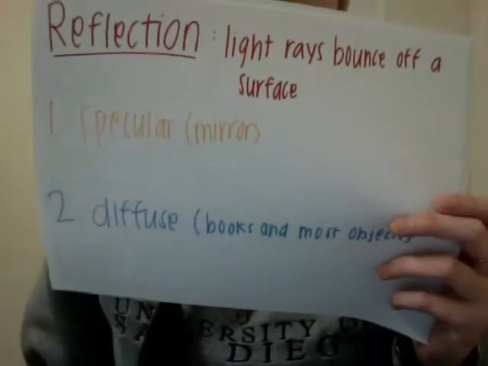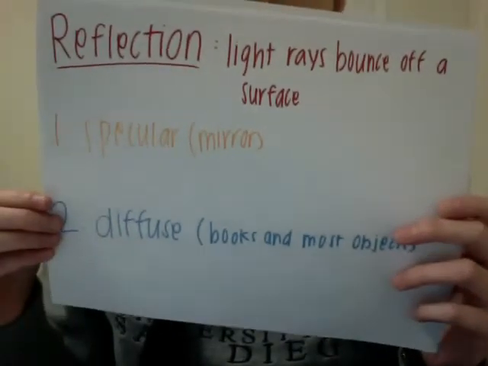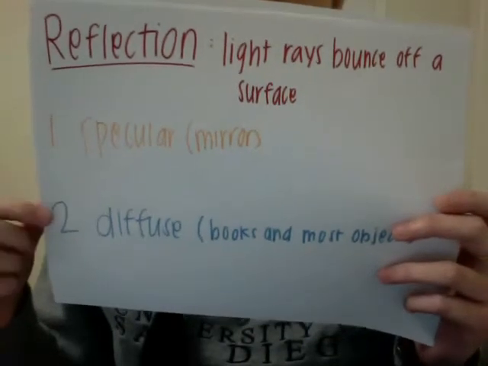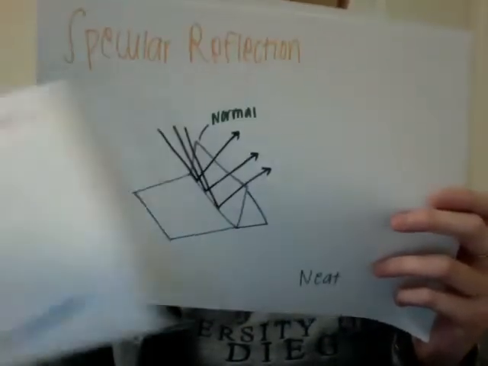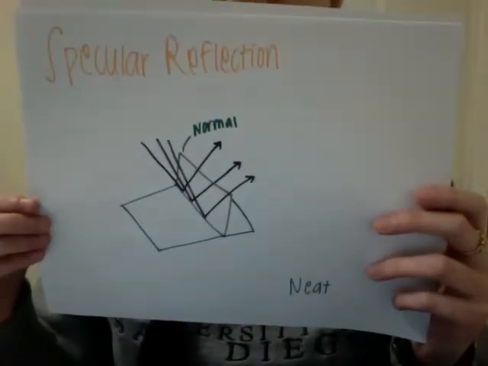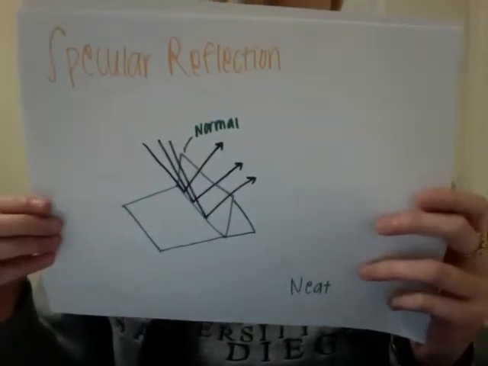There is also reflection in ray optics. This is where light rays bounce off surfaces. There are two types of reflection, specular and diffuse reflection. Specular reflection occurs on flat surfaces. Here, the surface has a perpendicular plane to it called the normal.